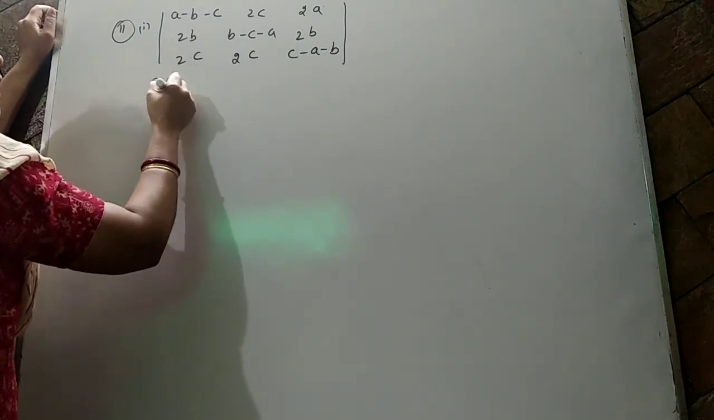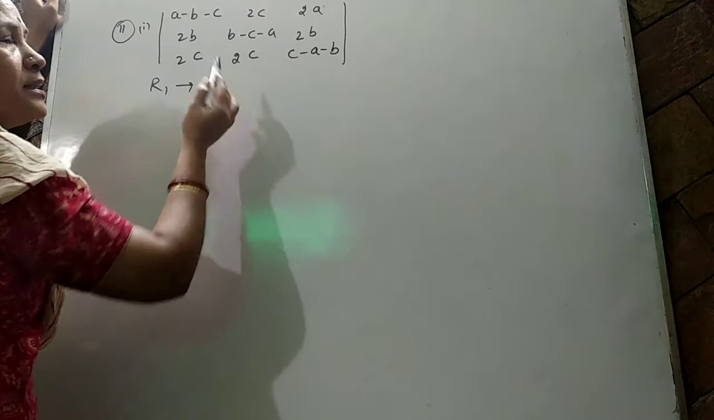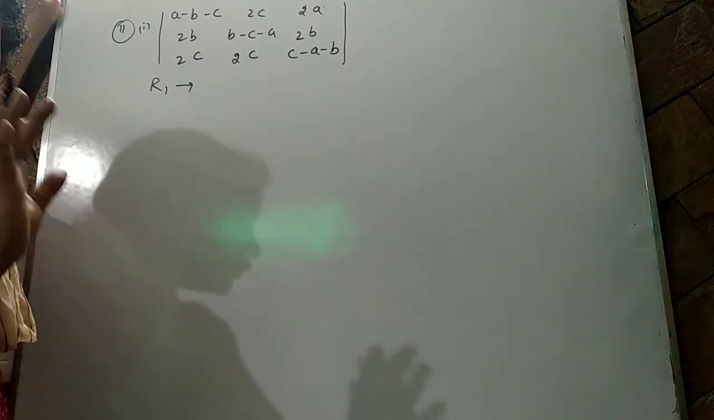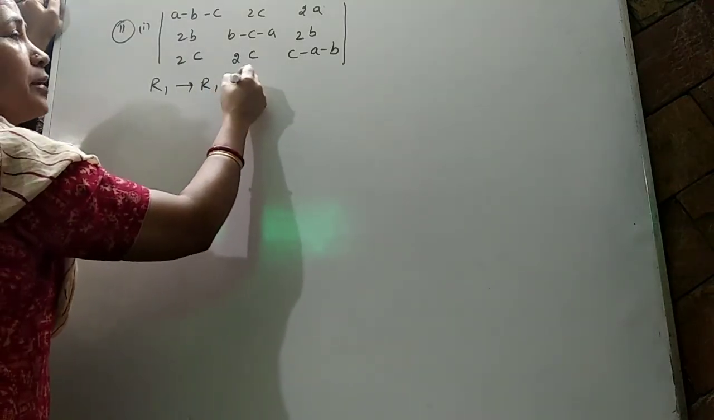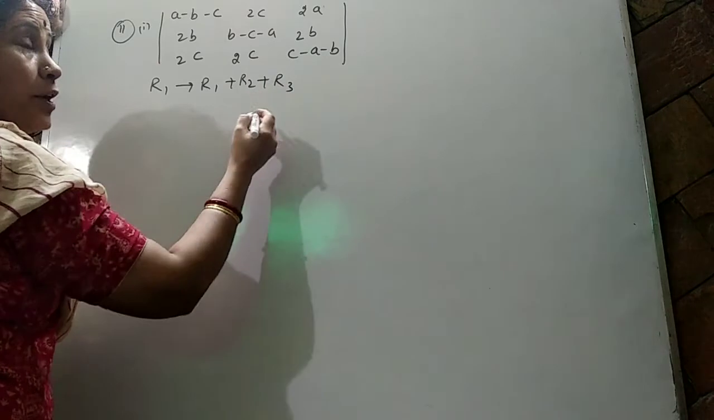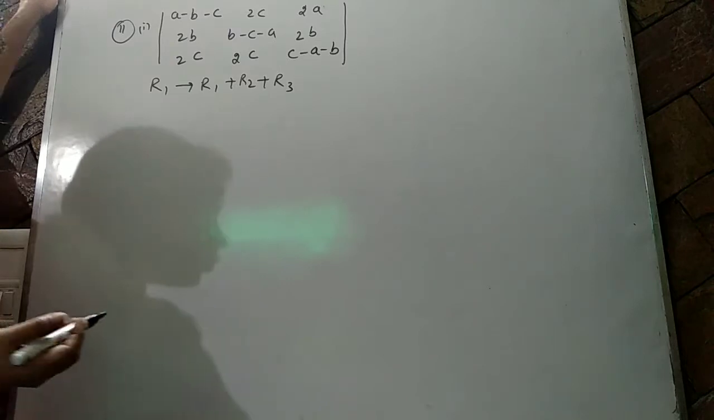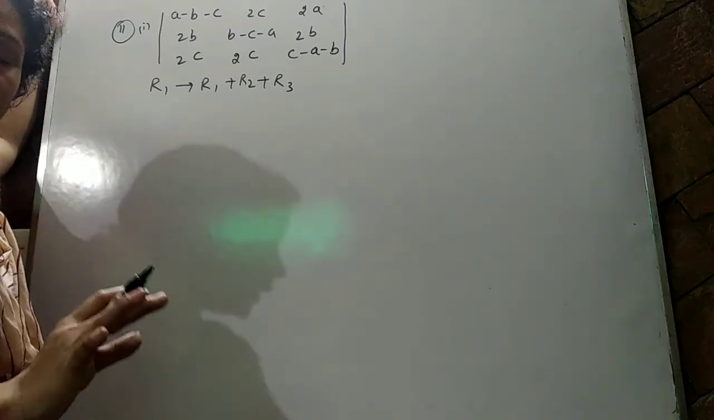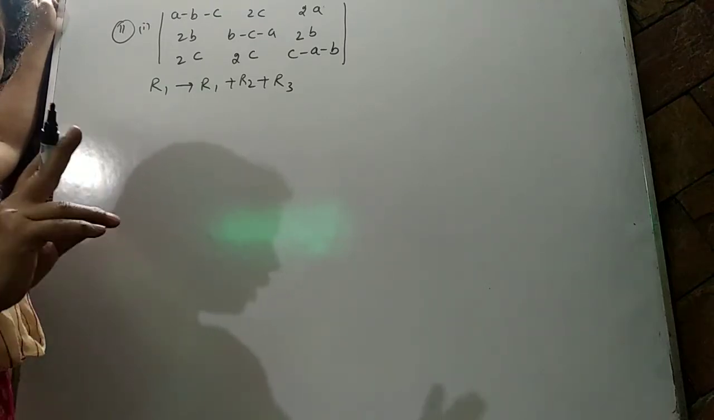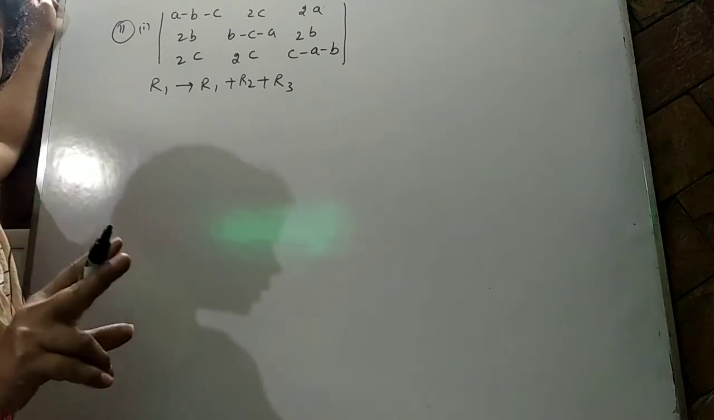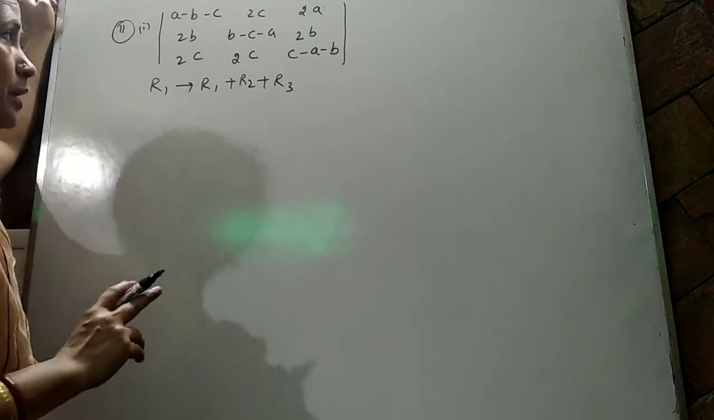If you add, R1 can be written as... otherwise, listen, if you want to make it 0, C2 minus C1, C3 minus C1, you will get 2, 0. You can do any operation, it is up to your choice. Here I am doing R1 plus R2 plus R3. Then check whether any common elements are there. If there is a common element, take it out, then open the determinant and you will get the answer. So our target is finally to get 2 zeros and the determinant in simplest form. Keep these 2 concepts in mind.